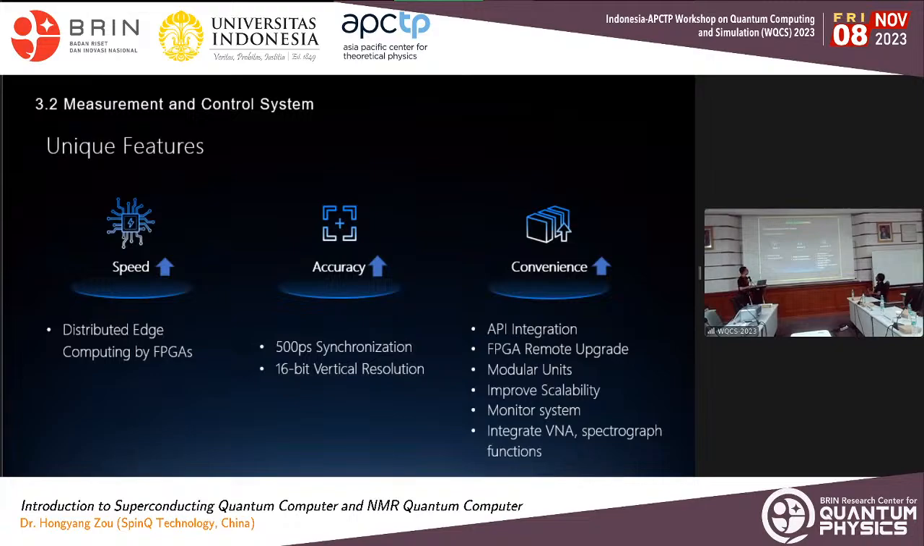And here are some unique features for our control system. For example, we use FPGAs as computing technology instead of using CPU. We have so many FPGAs in our system, and the FPGAs can run faster compared with CPU, so it will lead to faster measurement and control, and the synchronization and workflow execution will have good accuracy. It will make sure that you have more than 99.9% single-qubit fidelity, something like that. And also it's convenient for the customer.